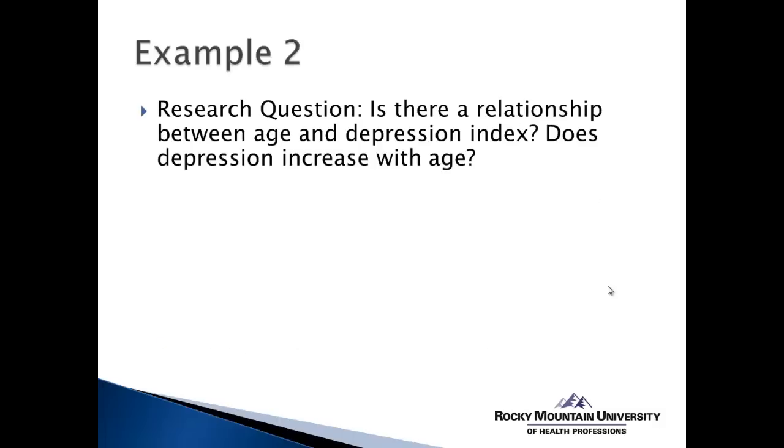Now let's go through another example. Is there a relationship between age and depression index? Or in other words, does depression increase with age? Now again, relationship is the term here. So again, we're thinking correlational. But compared to the previous example, example 1, where we had a categorical outcome, so we can't use the Pearson correlation in that situation because the assumption is that we have a numeric outcome. But we're still asking a correlational research question.